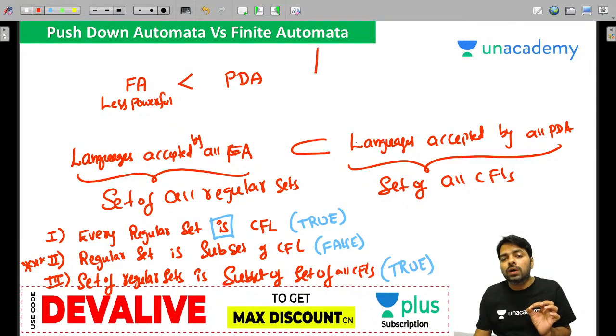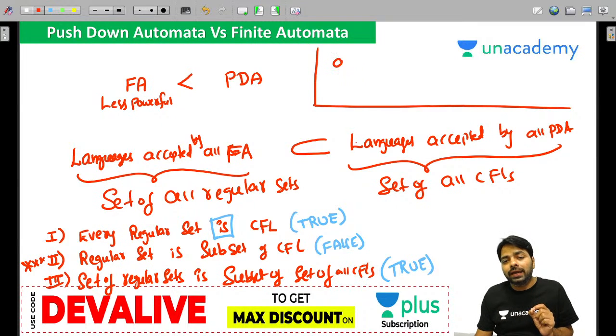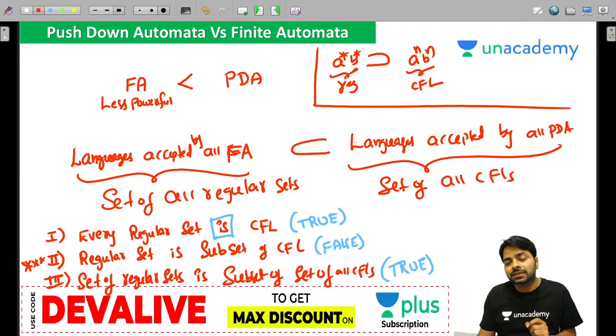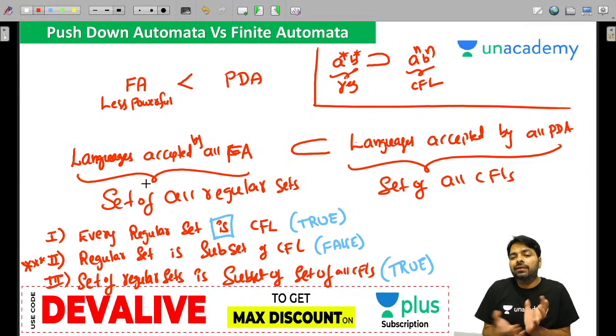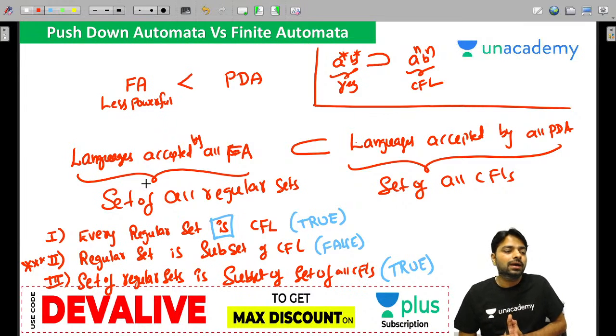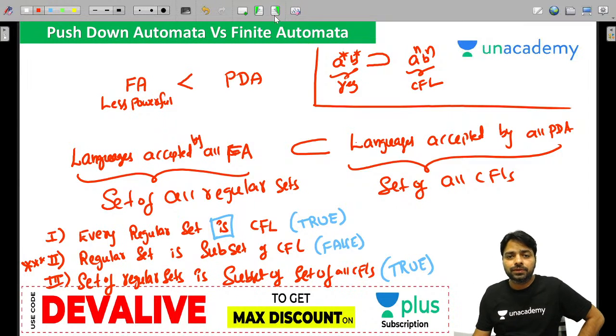One example to have clarity here. A star B star is regular, and you will know that A power n B power n is not regular, but it is CFL. But this is a superset. Remember that. Regular need not be a subset of CFL. The relation can change, because we are talking about a particular language. Please don't use the phrase "regular is a subset of CFL", it is wrong. Okay, I'm requesting everyone. Fine.